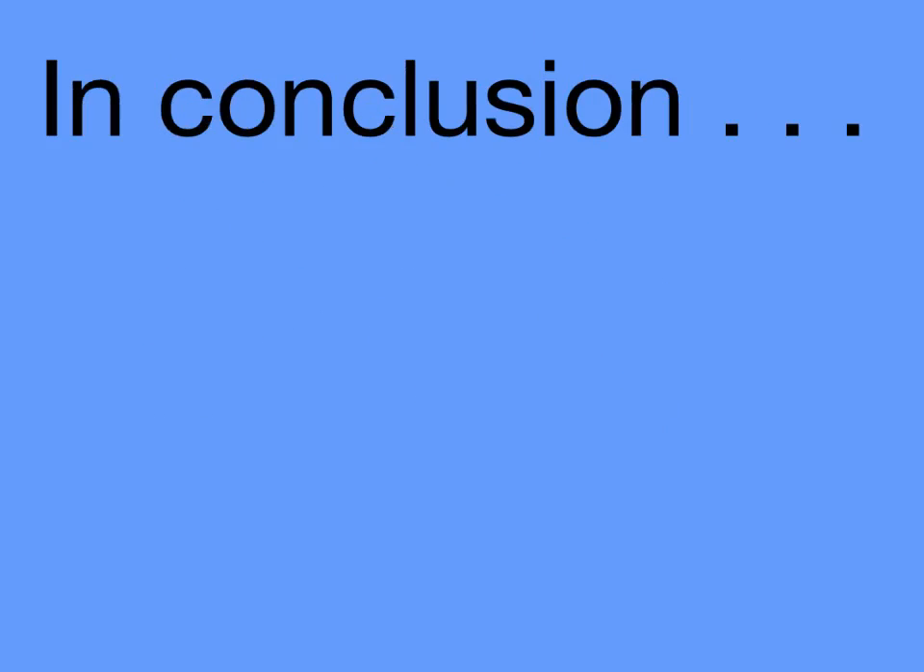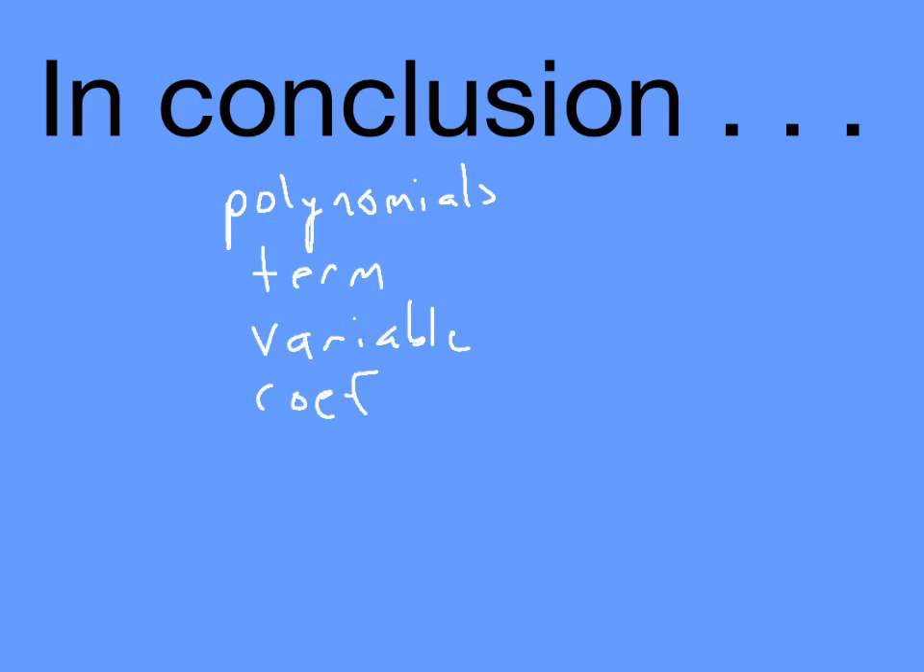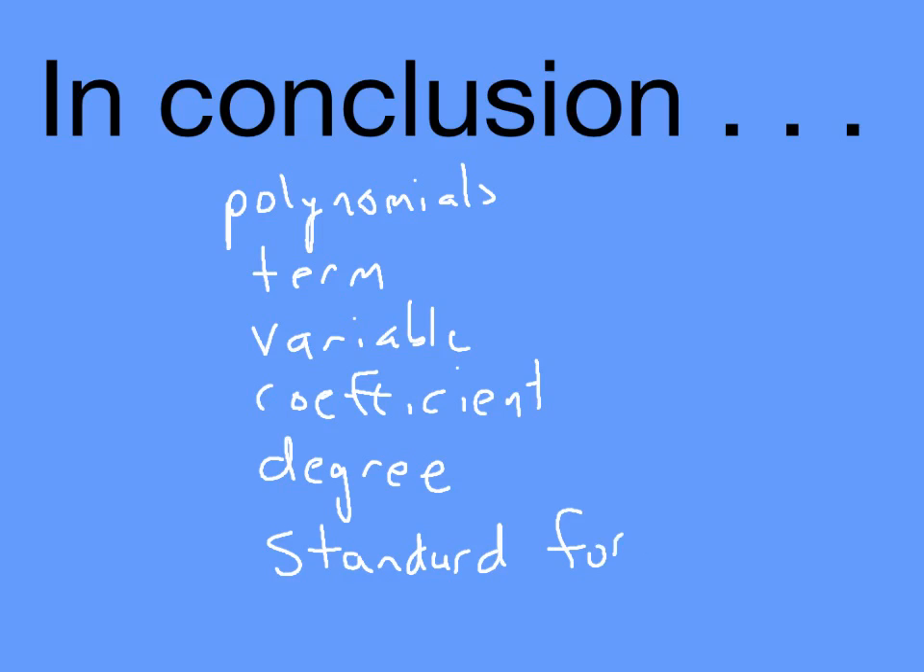In conclusion, remember that there's some important vocabulary here. We talked about the idea of polynomials. You need to understand what a term is, variable, which you've worked with all year, the idea of a coefficient. We talked about the degree, and talked about and practiced with standard form.